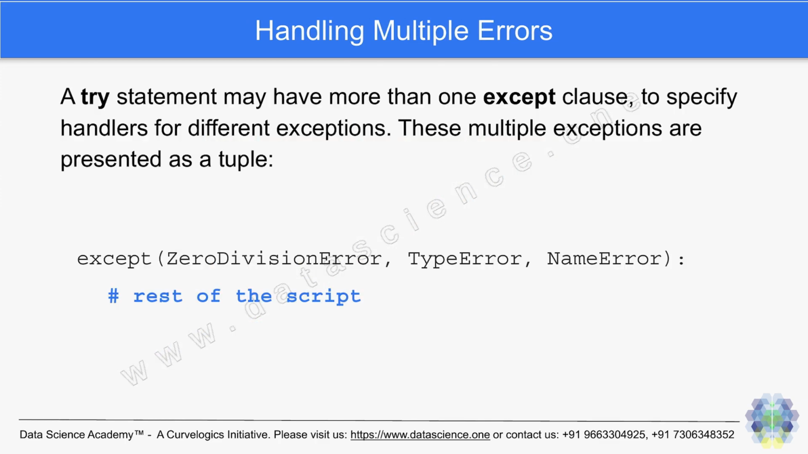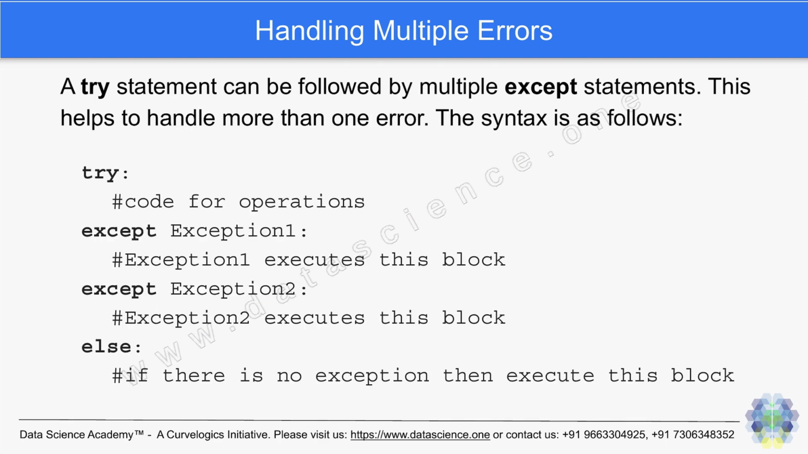A try statement may have more than one except clause to specify handlers for different exceptions. These multiple exceptions are presented as a tuple. The syntax of such a try statement with multiple exceptions is shown here. A try statement can be followed by multiple except statements. This helps to handle more than one error. The syntax is as follows.